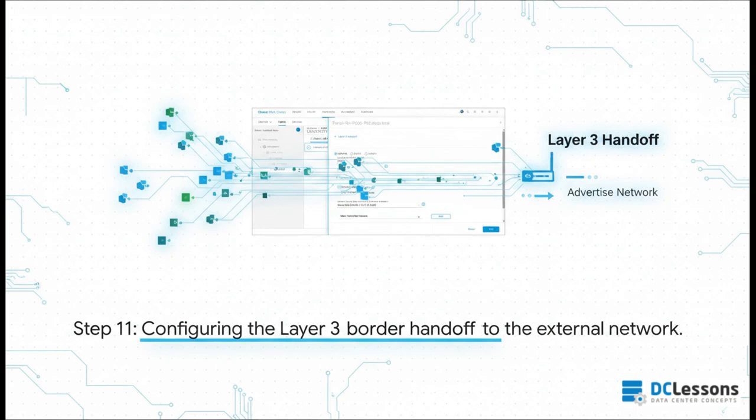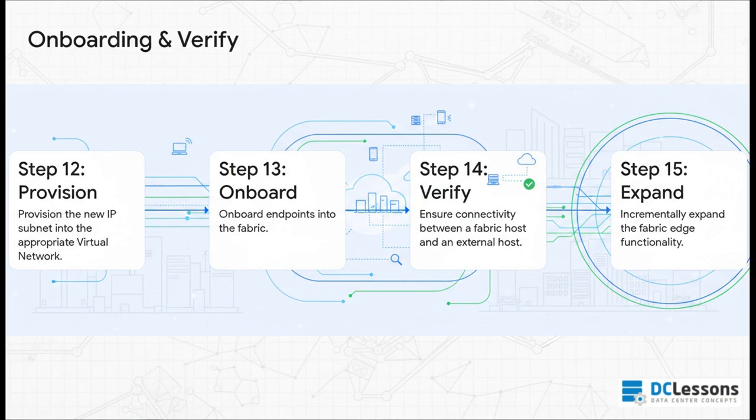So what are we doing here? We're configuring the Layer 3 handoff from our fabric to the rest of the world, to the external network. This is where we tell the border node how to talk to everything outside the fabric. And we're usually doing that with a routing protocol like BGP to advertise the fabric's new subnets. This step is what makes sure that traffic from outside the fabric actually knows how to get to the devices inside our new overlay.